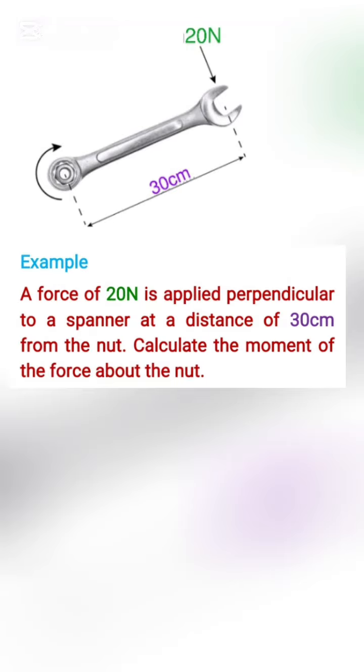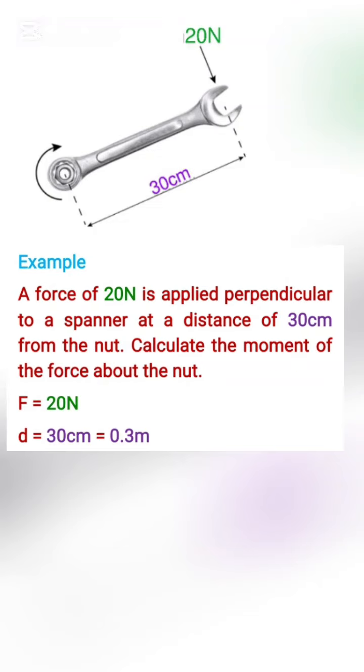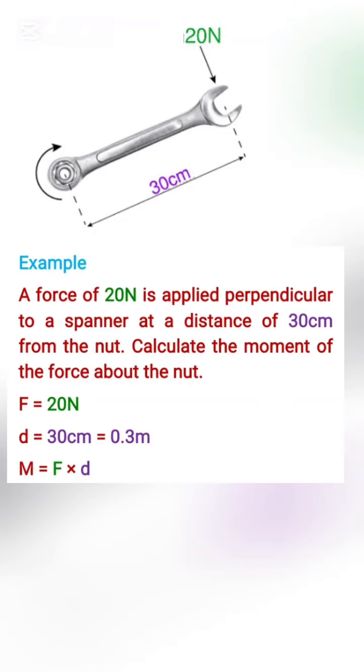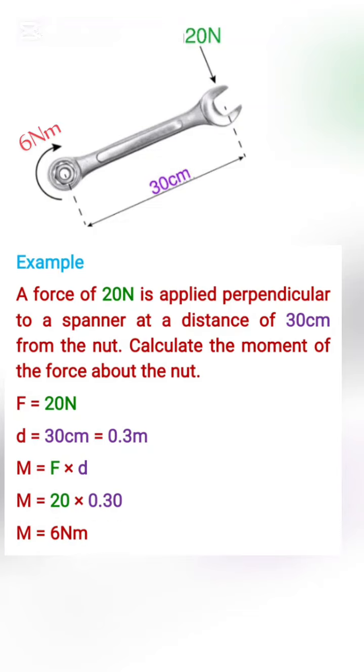A force of 20 Newton is applied perpendicular to a spanner at a distance of 30 cm from the knot. Calculate the moment of the force about the knot. F = 20 Newton. d = 30 cm, which is equal to 0.3 meters, the SI unit. M = F × d. Substituting, M = 20 × 0.3, which is equal to 6 Newton meter.